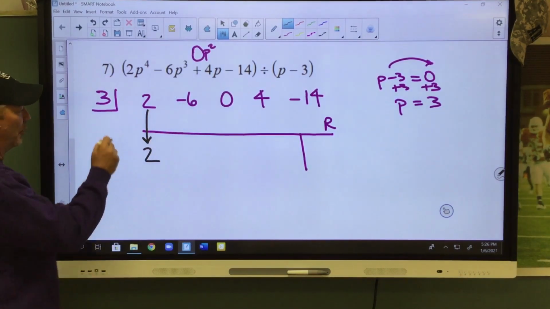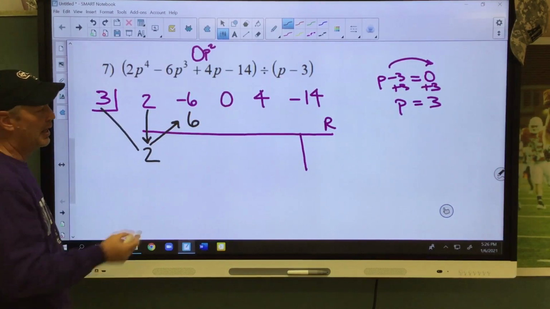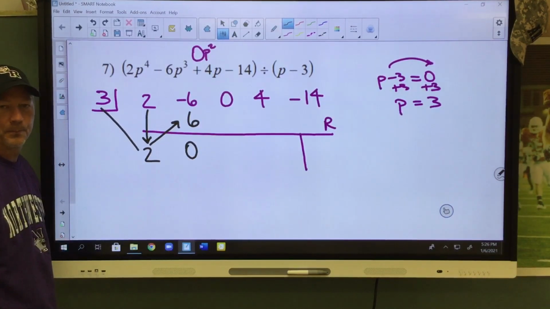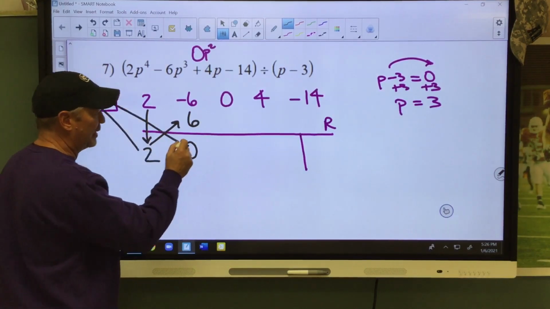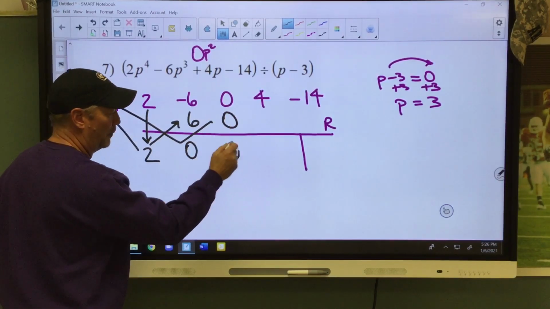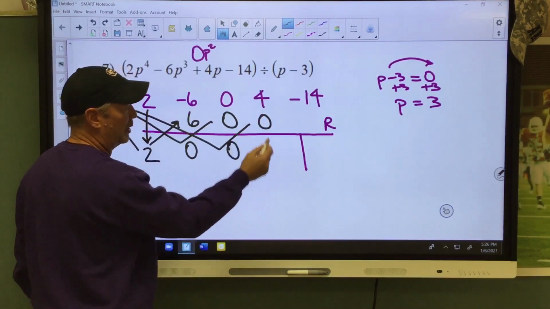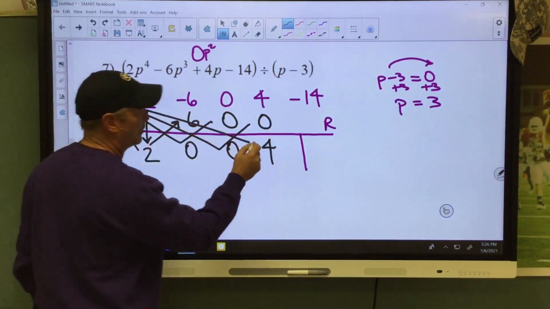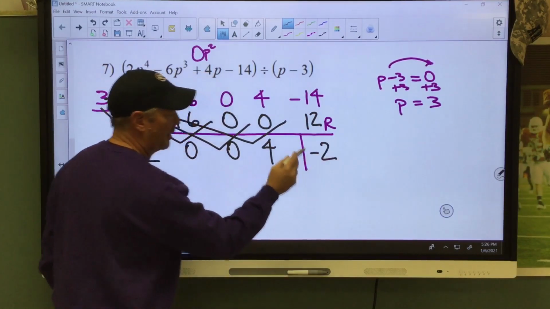Now we want to multiply and then combine like terms. So we're going to multiply, we're going to say 3 times 2 is 6. A negative 6 and a positive 6 leaves us with a 0. It's okay. Repeat the process. 3 times 0 is 0. When I combine like terms, I get a 0. 3 times 0 is 0. When we combine, we get a 4. 3 times 4 is 12. And when we combine, we get a negative 2. There's your remainder.